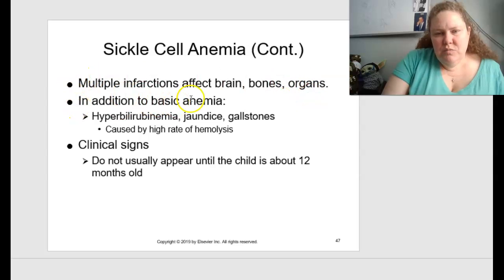And in addition to basic anemia, you have hyperbilirubinemia, jaundice, and gallstones, and these can be caused by the high rate of the hemolysis or the breakdown of those blood cells. Clinical signs do not usually appear until the child's about 12 months of age.